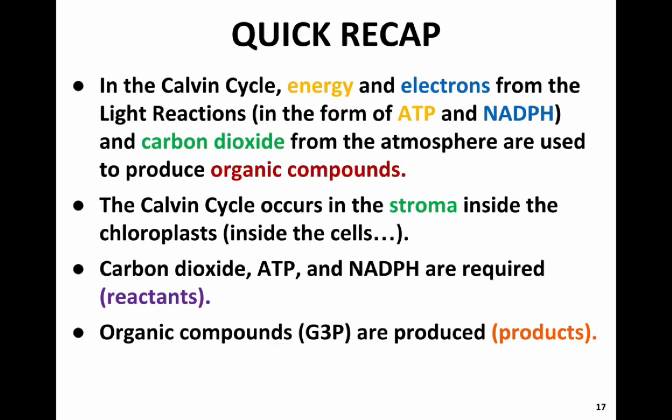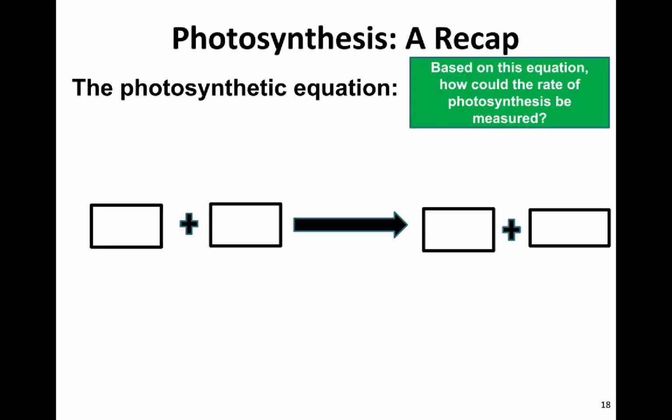So as a quick recap, in the Calvin cycle, energy and electrons from the light reactions and carbon dioxide from the atmosphere are being used to produce organic compounds. And so this process is happening in the stroma of the chloroplasts inside cells. CO2, ATP, and NADPH, of course, are required reactants, and the product of the Calvin cycle is G3P. That's an organic compound.